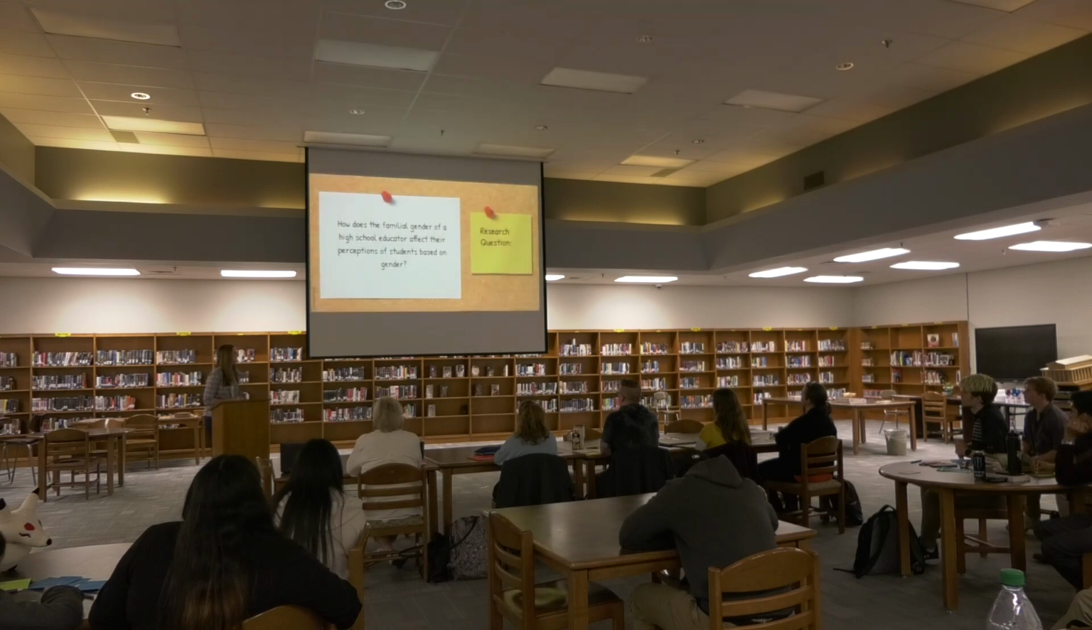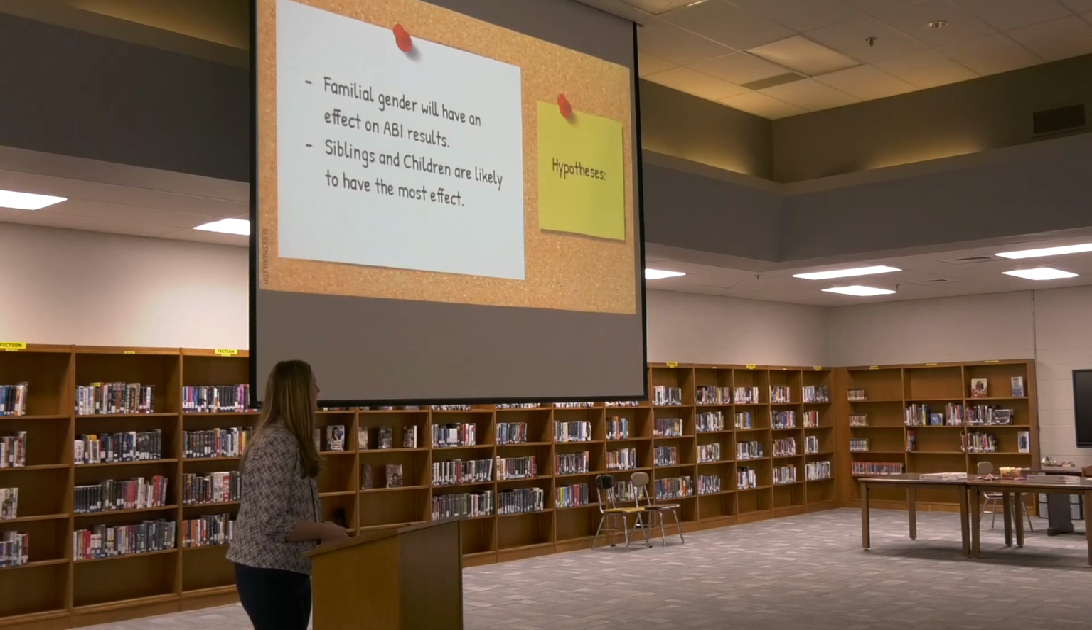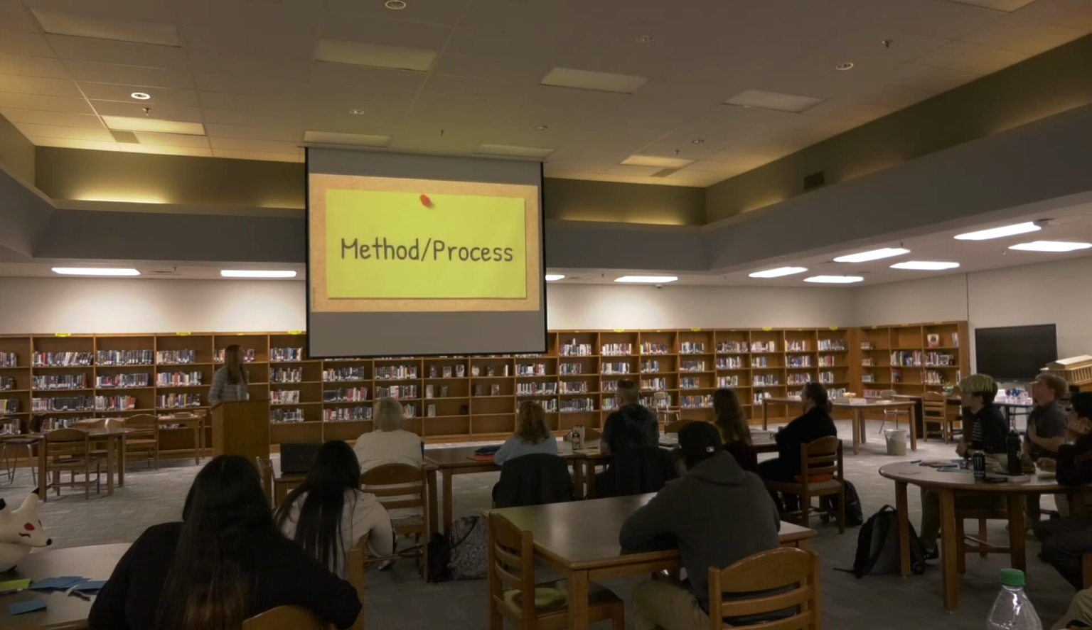What did I do? My research question was, how does the familial gender of a high school educator affect their perceptions of students based on gender? This basically is asking, how does your family affect the way you look at students and their genders? My hypotheses were that the ABI results will be affected by the gender of their family members, and that the gender of their siblings and children will have the most effect on their ABI results.